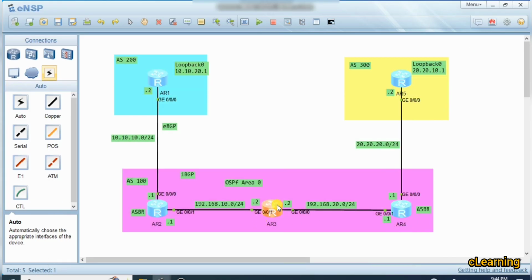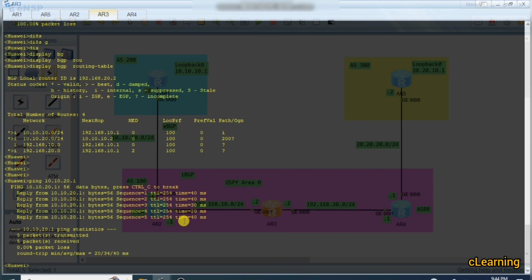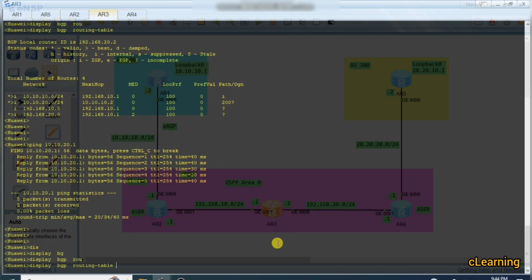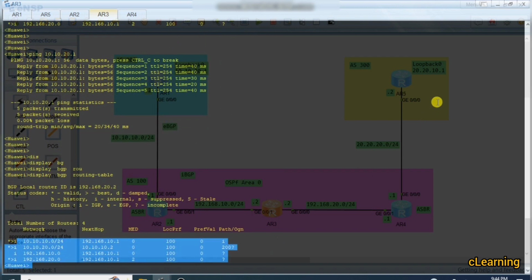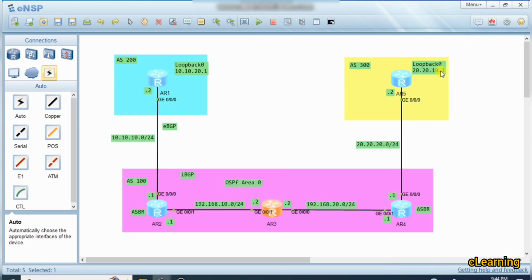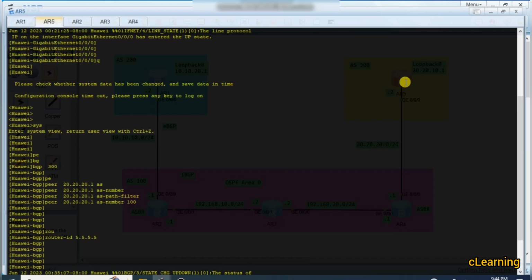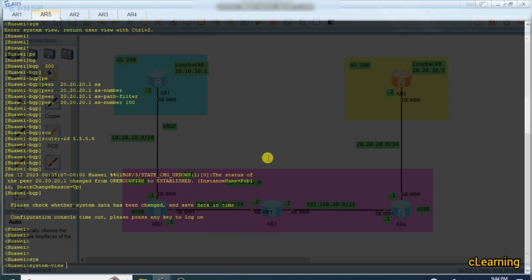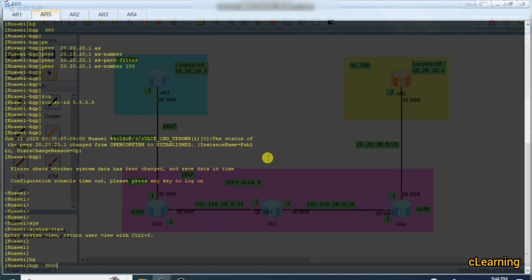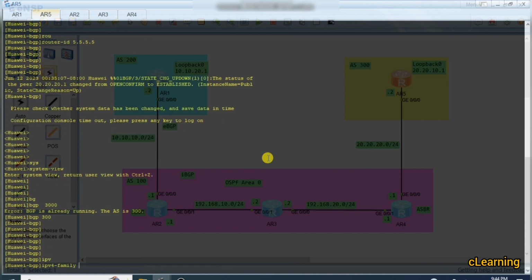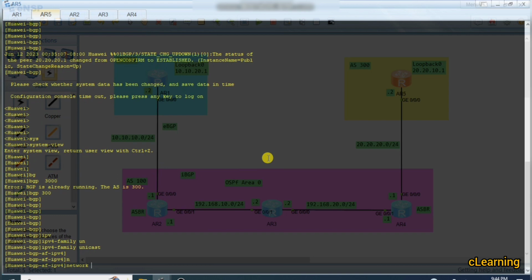So from here let's see whether this route exists or not. You can see here, display BGP routing table. You can't see this autonomous system loopback 20.20.10.0 or 20.20.20.0, this route does not exist. Why? Because we didn't give any network here. So we go to this router: system view, BGP 300, and then IPv4 family unicast, and the network import-route direct.